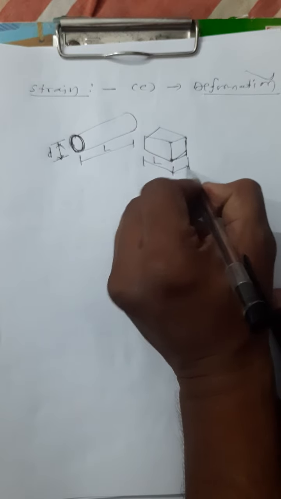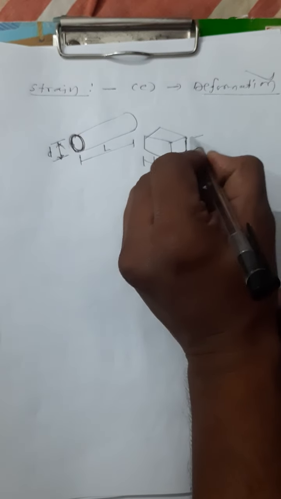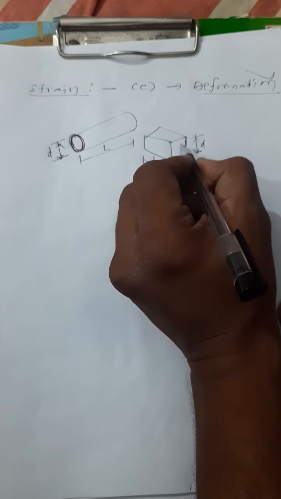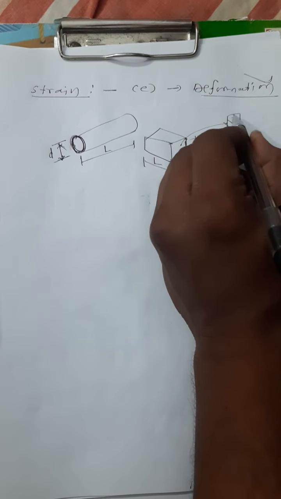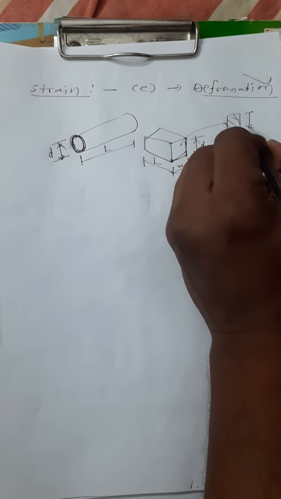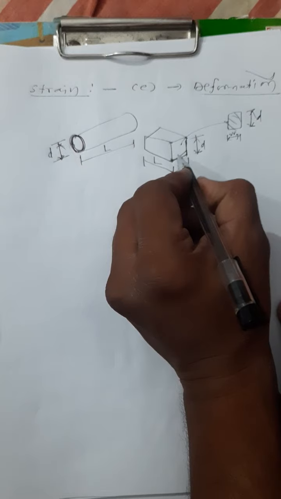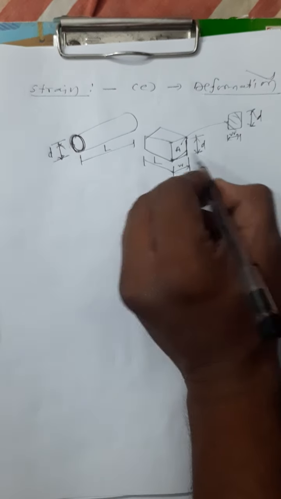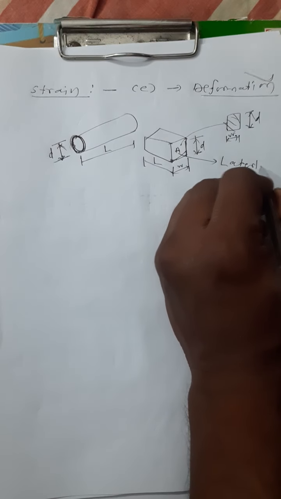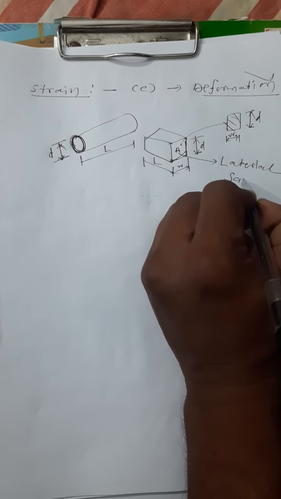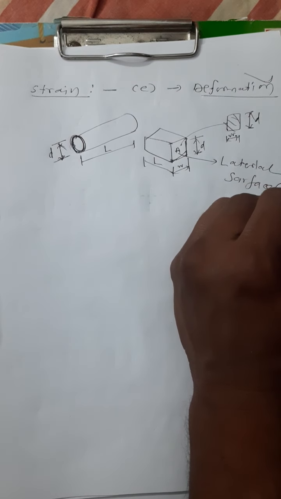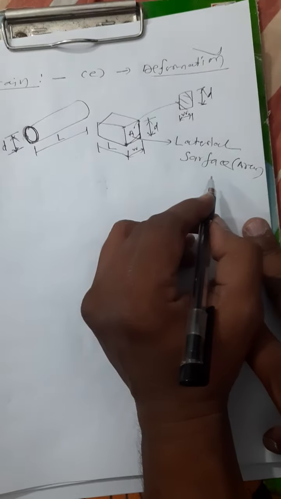So this is width, and this is depth. You know very well. So here we have a rectangular area, and that rectangular area has a width and a depth. So this is area. And this area is called the lateral surface, or sometimes it is called the lateral area. Are you getting?